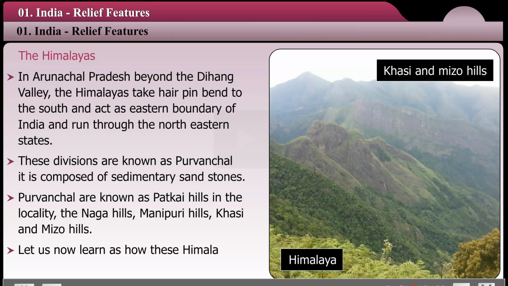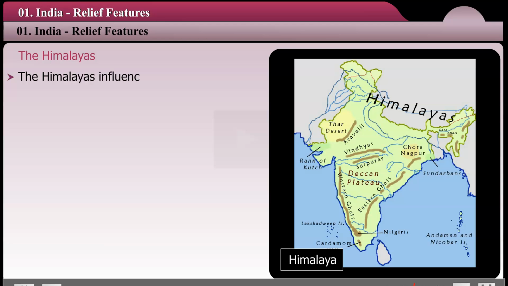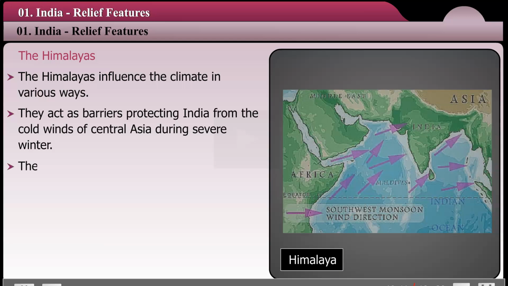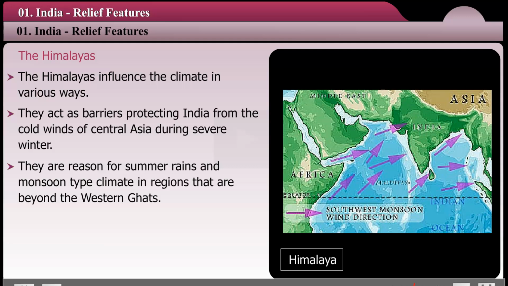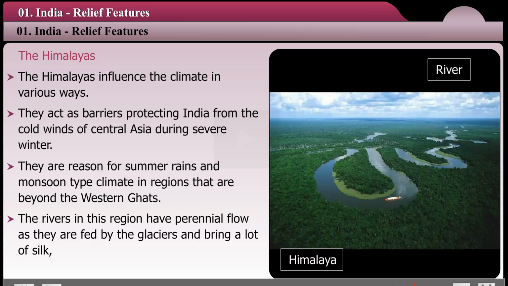Let us now learn how these Himalayas are useful to us. The Himalayas influence the climate in various ways. They act as barriers protecting India from the cold winds of Central Asia during severe winter. They are the reason for summer rains and monsoon type climate in regions that are beyond the Western Ghats. The rivers in these regions have perennial flow as they are fed by the glaciers and bring a lot of silt, making these plains very fertile.